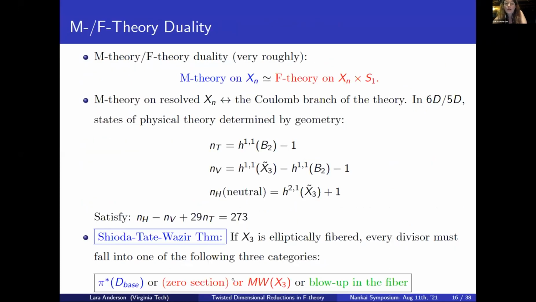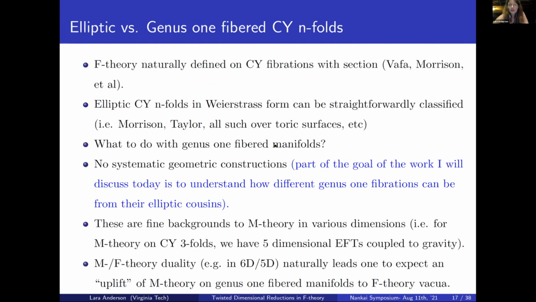In the Shioda-Tate-Wazir theorem, if you have a Weierstrass model, then it may be singular, but you have no fibral divisors because you're describing your fiber as a single degree 1, 2, 3, 6 hypersurface. You have only a single section, and you have the pullback of divisors from the base. So if you have a smooth Weierstrass model in particular, its h11 is simply 1 plus h11 of the base. Okay, so it's a simple geometry. It's straightforward to try and build these over various toric base surfaces, and this has motivated a lot of systematic constructions of F theory backgrounds in both 6 and 4 dimensions.